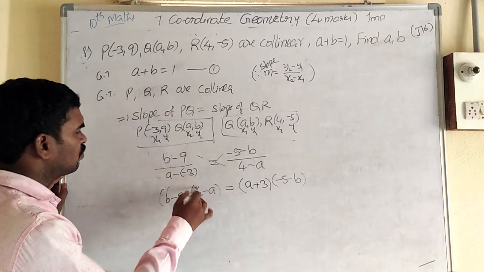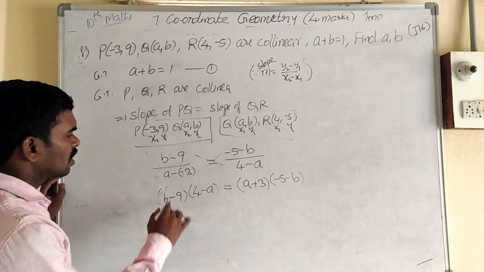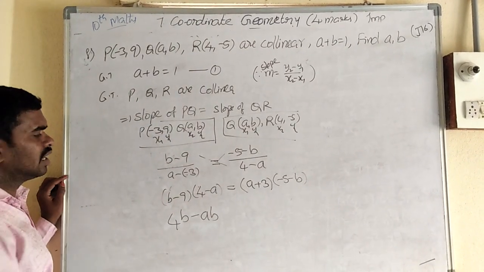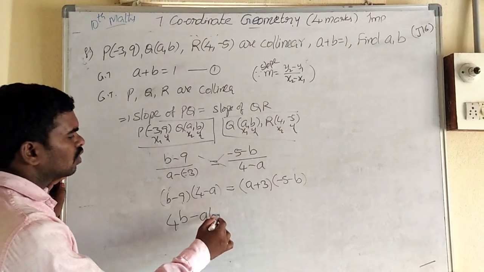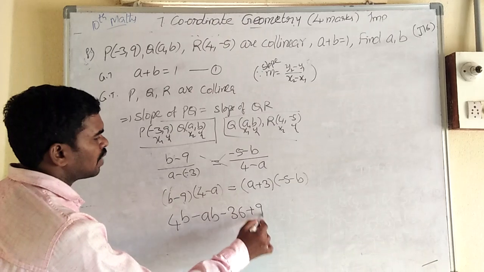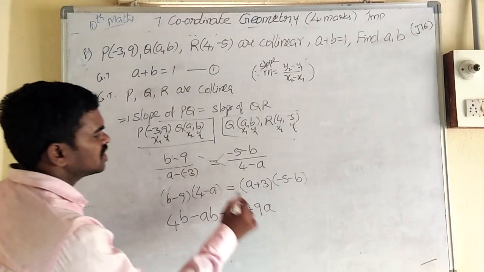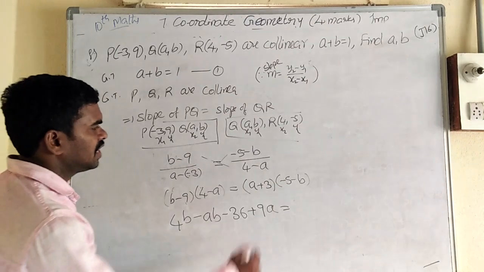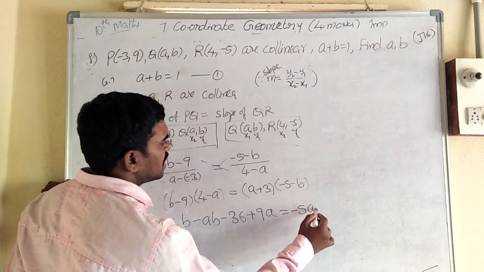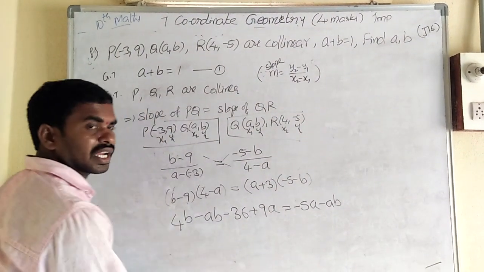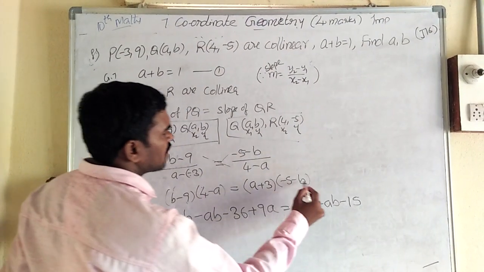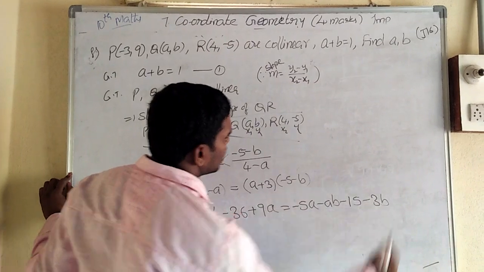Now b into 4, 4b. Now b into minus a, minus ab. Next with minus 9: minus 9 into 4 is minus 36. Minus 9 into minus a is plus 9a. Next, on the right side, a into minus 5 is minus 5a. a into minus b is minus ab. Next 3 into minus 5 is minus 15. Next 3 into minus b is minus 3b.